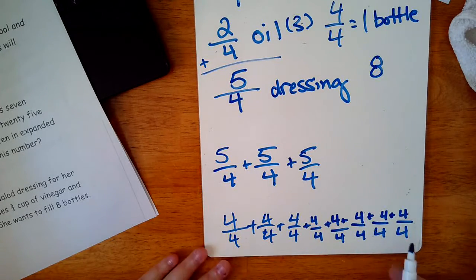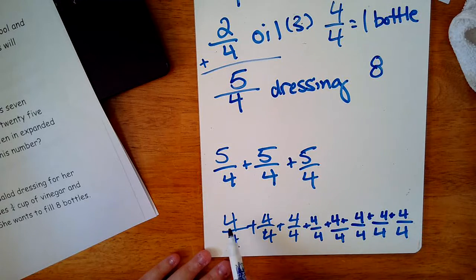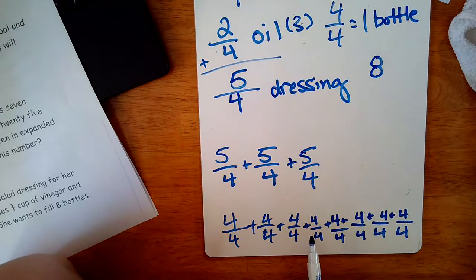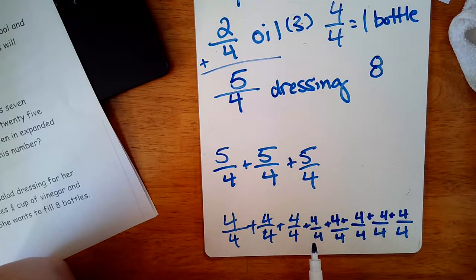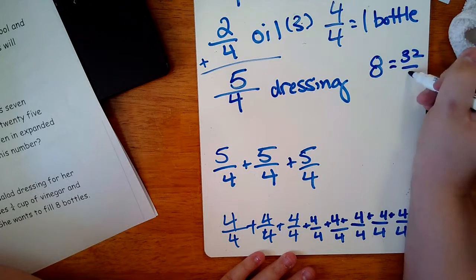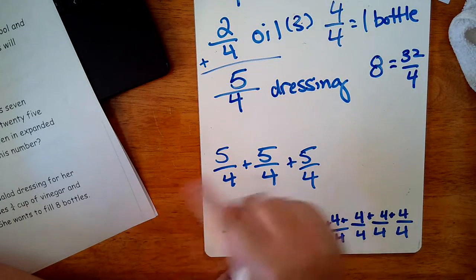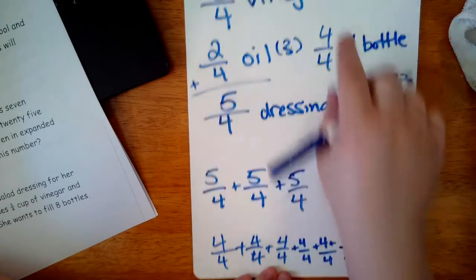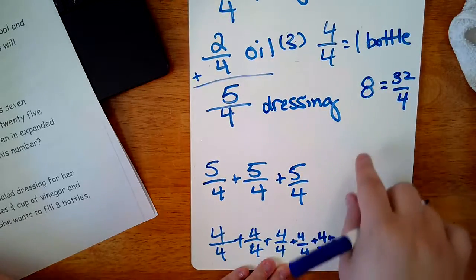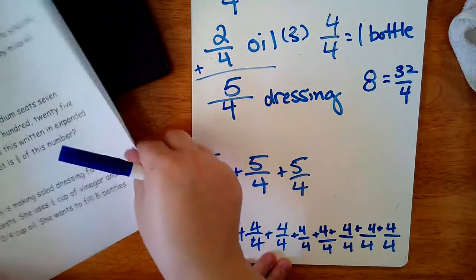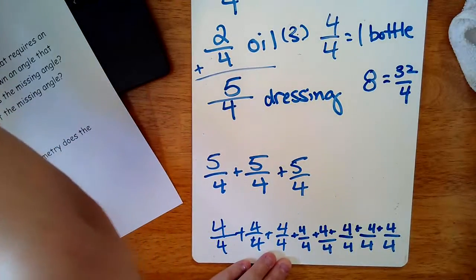Right? So we know we need all of this. We need 8 bottles' worth. We can go ahead and see what our numerator is going to be, right? So 1, 2, 3, 4, 5, 6, 7, 8. We can add 4 8 times, or we can multiply. So 4 times 8 is going to give us 32. So we know that 8 bottles is the same as 32 fourths. Okay? So that means that we need to make our vinegar and oil mixture, our dressing, which when we add it gives us 5/4, right? We need to at least get 32 fourths, right?